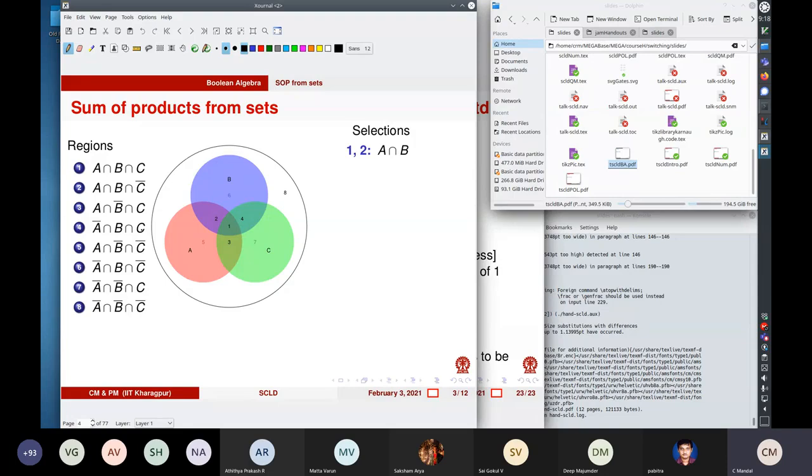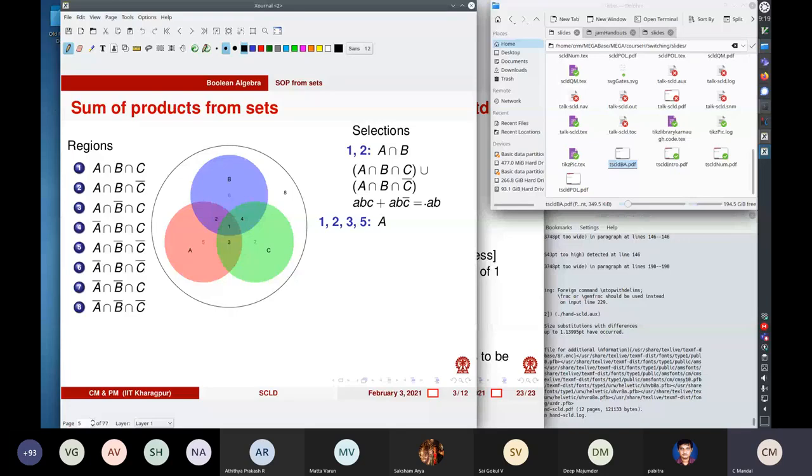And if you take any selection, so if you take 1 and 2, 1 and 2 is essentially A intersection B, and you can express A intersection B in terms of these regions. So you can represent 1 and 2 simply as the union of region 1 and region 2.